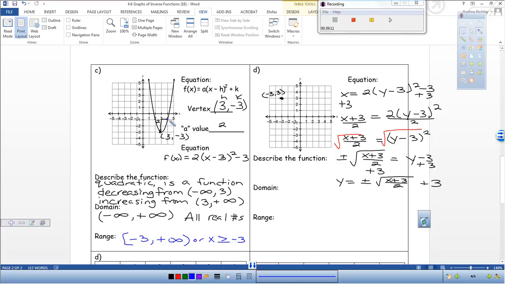Then I'm going to graph this point here, which is 4 and negative 1. So I'm going to graph negative 1 and 4. Then I'm going to graph 2 and negative 1. So now I'm going to graph negative 1 and 2. And we're just going to leave it like that and graph those points as a parabola. Any questions over that?